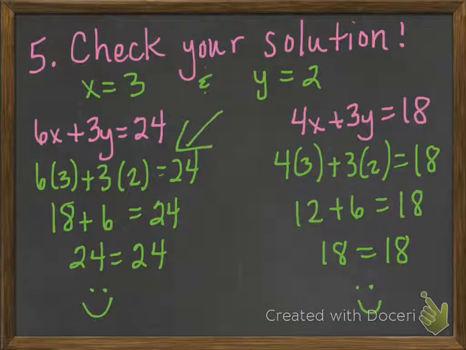I end up with 6 times 3 plus 3 times 2 equals 24, which is 18 plus 6 equals 24, and 24 does in fact equal 24, so it checks. The second equation, I follow the same process, so I have 4 times 3 plus 3 times 2 equals 18, 12 plus 6 equals 18. That is in fact true. It checks, so we know that we are correct.